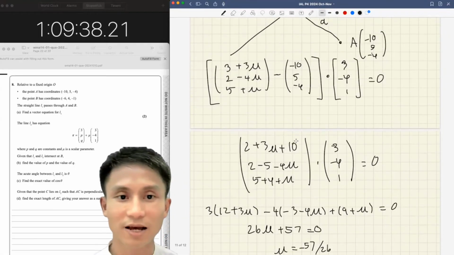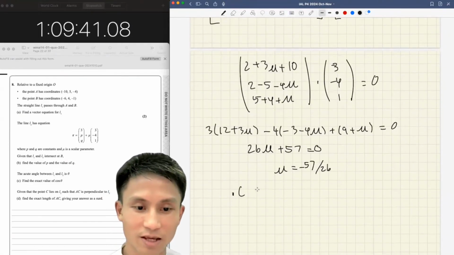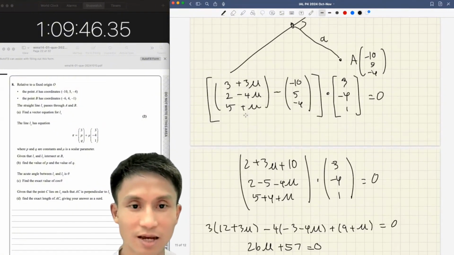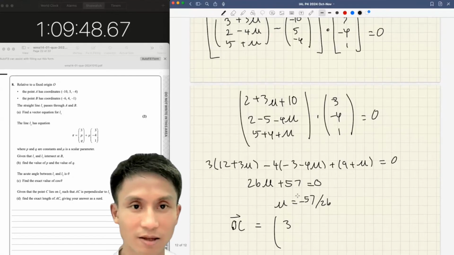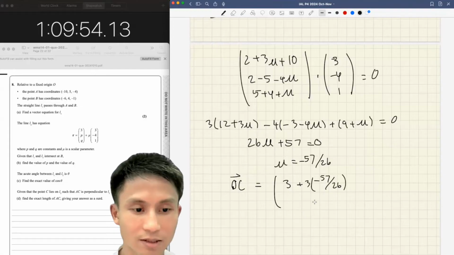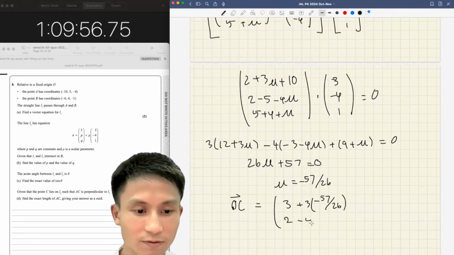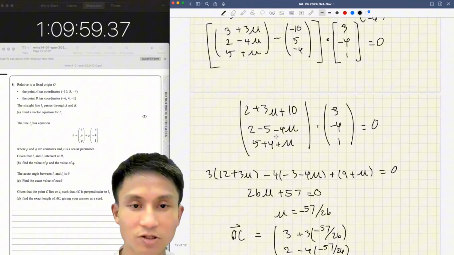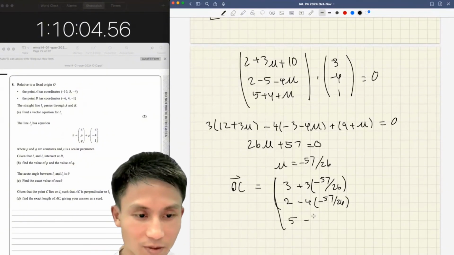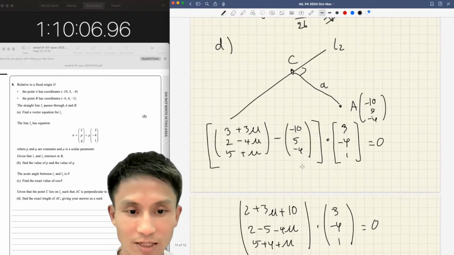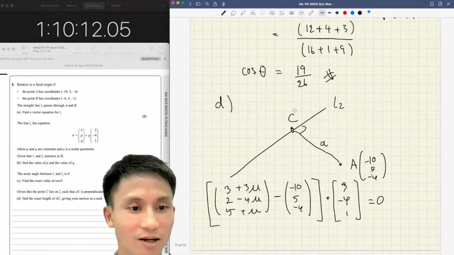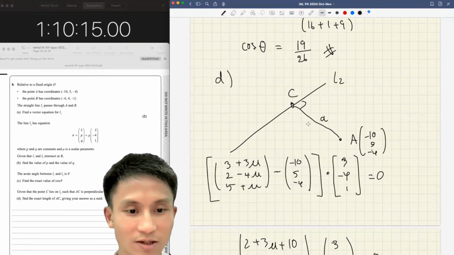And then we're going to use this to find the coordinate of C. So point C is at OC actually. So OC is this guy right here. 3 plus 3 minus that. And then 2 minus 4. That substituted in. I'm just substituting back in here, guys, for the mu we found. And then 5 minus 57 over 24. My time is ticking. Okay, this is OC, right?